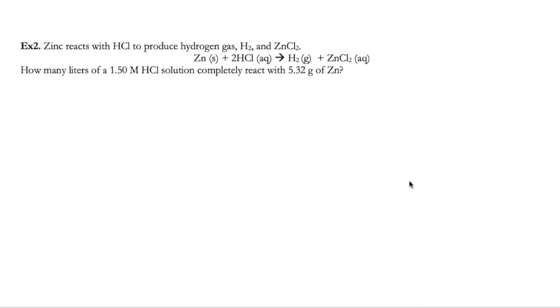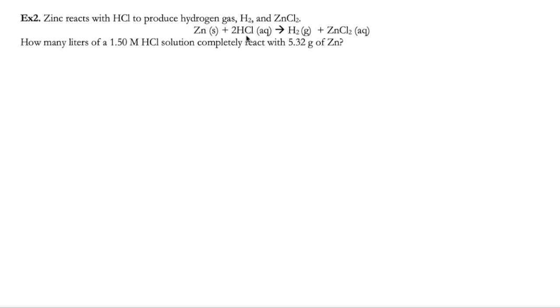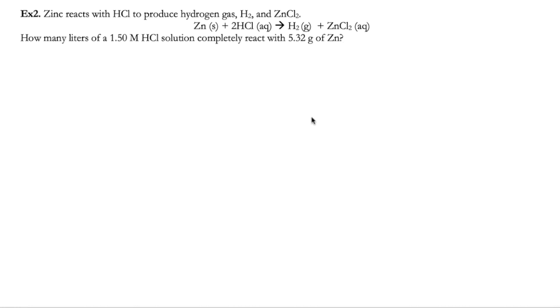All right, for number 2, it says zinc reacts with hydrochloric acid to produce hydrogen gas and zinc chloride. How many liters of a 1.50 molar HCl solution completely reacts with 5.32 grams of zinc? So for this problem, I'm already given the balanced reaction, and what it's wanting me to determine is the volume of HCl, and I'm given 5.32 grams of zinc.